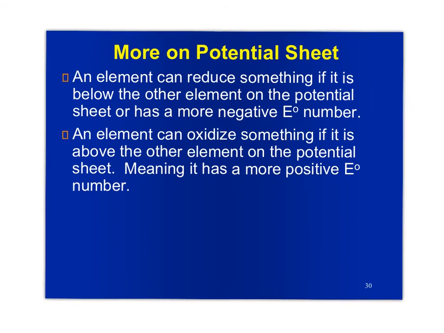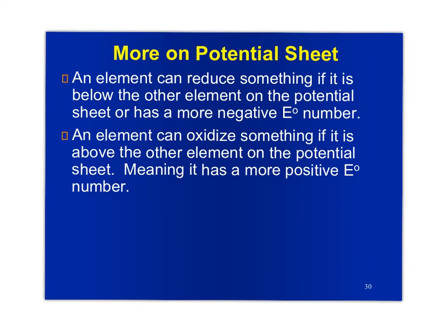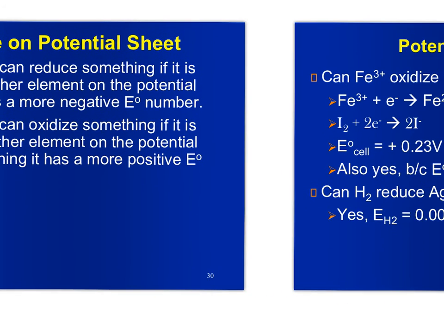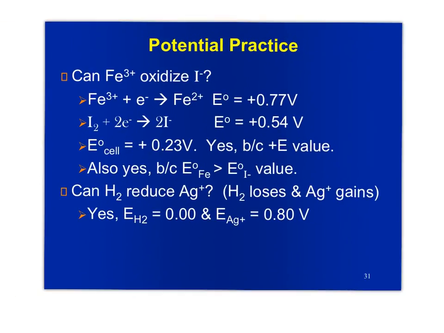More on the potential sheet. An element can reduce something if it is below the other element on the potential sheet, and an element can oxidize something if it is above the other element on the potential sheet, meaning it has a more positive E number. So let's try a little bit more practice.